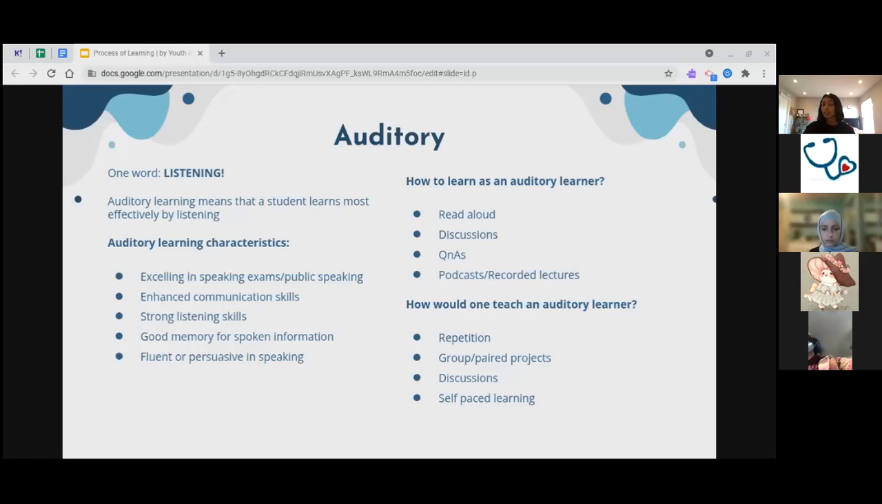If you're an auditory learner, some great ways to learn include reading aloud, discussion, Q&As, or podcasts. And one way to teach, or many ways to teach auditory learners include repetition, group paired projects, discussions, or self-paced learning. Now on to read and write.